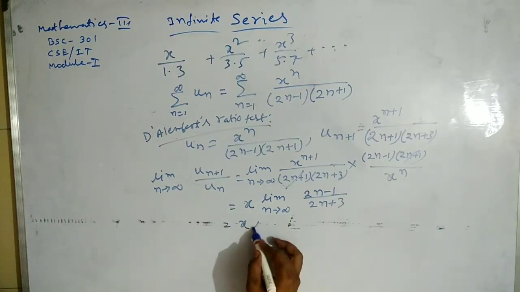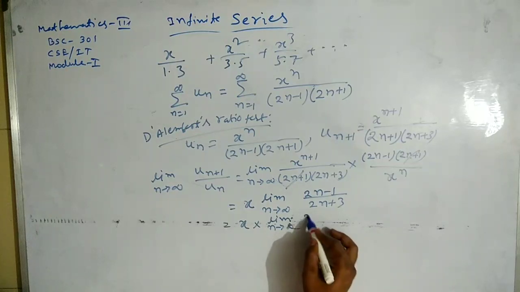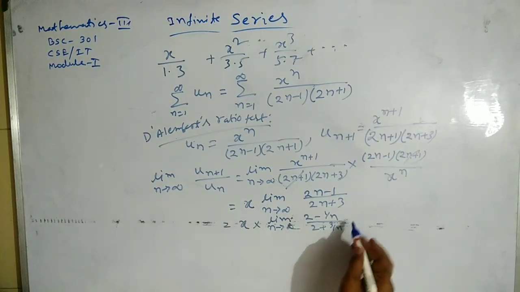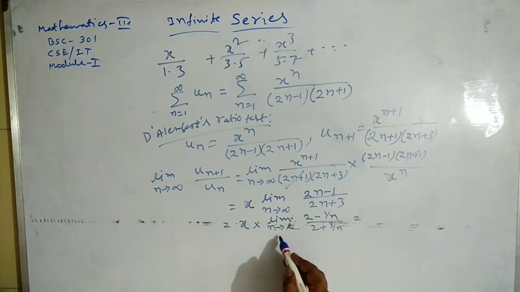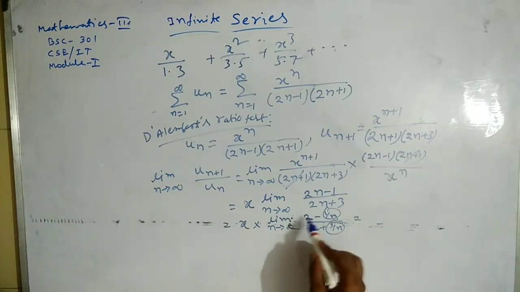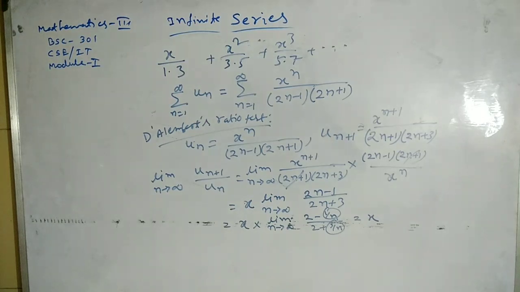So it will be x into limit n tends to infinity, (2 minus 1 by n) by (2 plus 3 by n), and since n is tending to infinity, this will be 0 and the limit will be equal to x. Now we do not know the exact value of x.